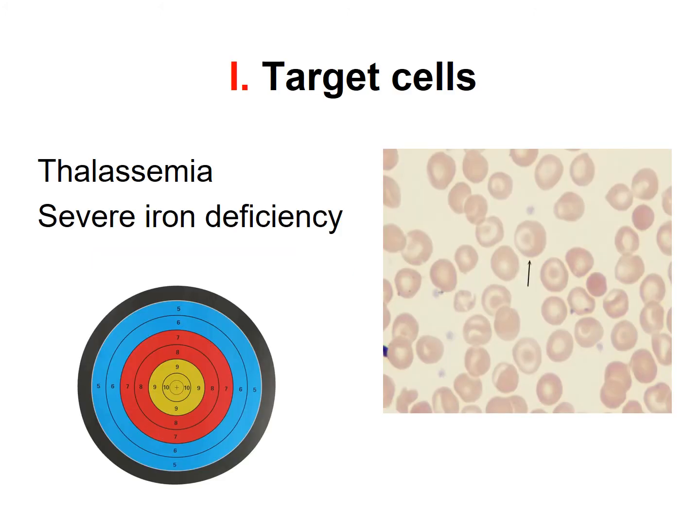What can a blood film tell us? The blood film can tell us about the size of RBC, the shape of RBC, the number of RBC, and the abnormal forms of cells. One of these abnormal shapes could be a target cell. The target cell is very common in thalassemia, but can occur in some other cases like iron deficiency. It looks like a target sheet.